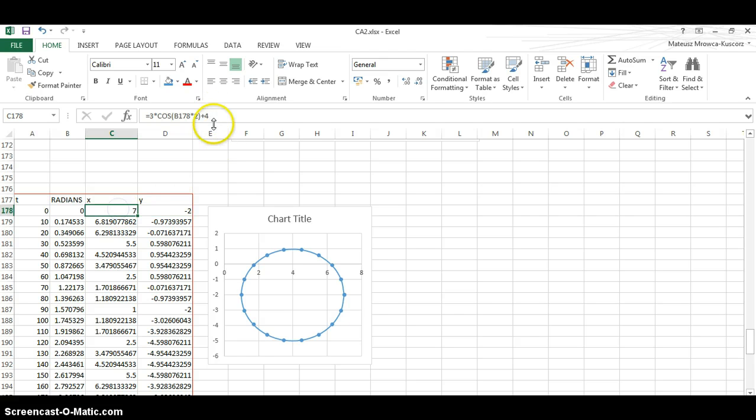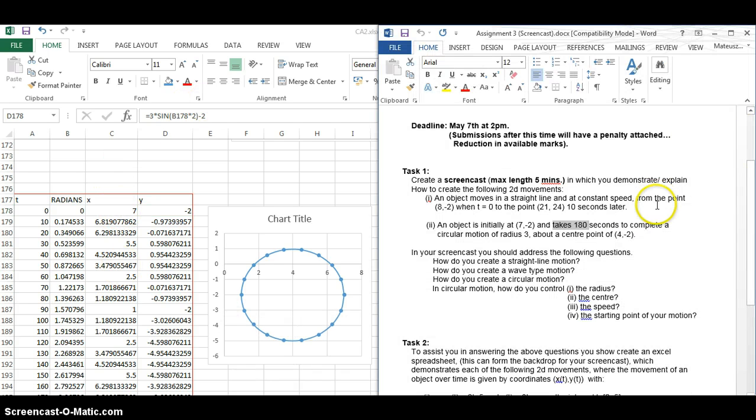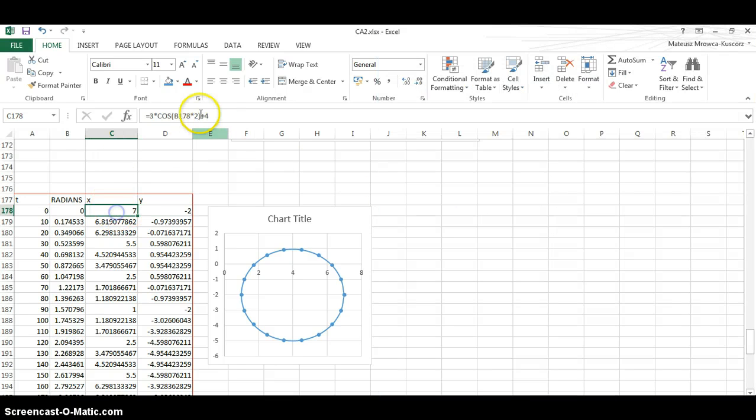To control the center point, you add it at the very end of the X and the Y. As you can see, the center point was given as 4, minus 2. I added 4, and minus 2 at the end of these functions.